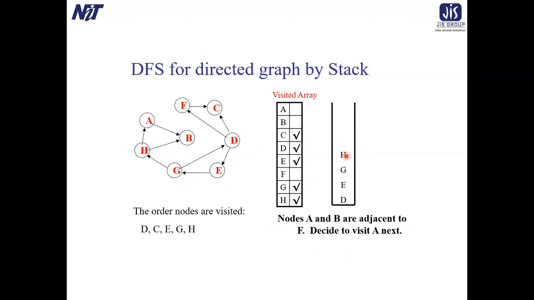Then from H we can visit either A or B. Both are the adjacents. So we can take A. So A, we put a tick and visit A. That is, A is pushed to the stack. Now we can check the adjacent vertex of A. So B is the only adjacent vertex.